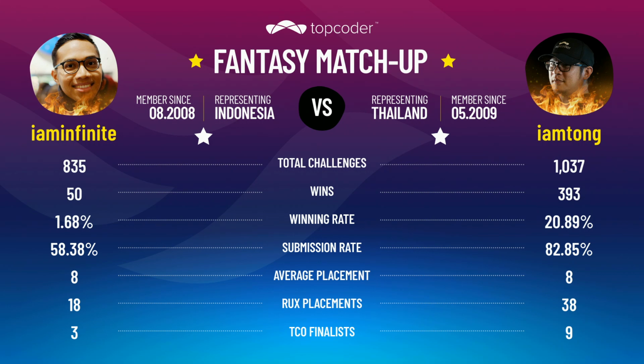This line here is actually for those 72-hour challenges. Of those 72-hour challenges, Tong has 38 placements: first, second, third. It's pretty impressive. And when we say wins here, this is first place wins. We're not including second or third in this. That's 393 first place wins. Very impressive. Look at all those challenges.